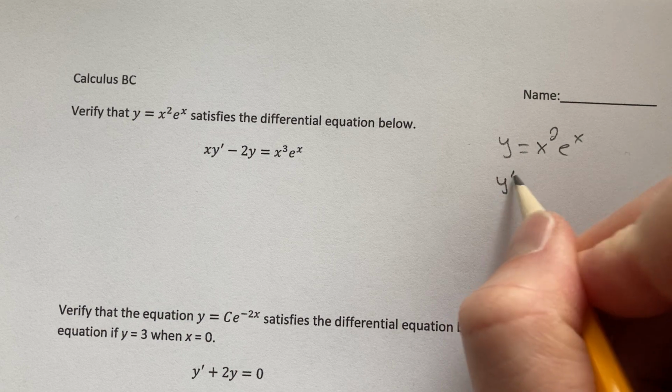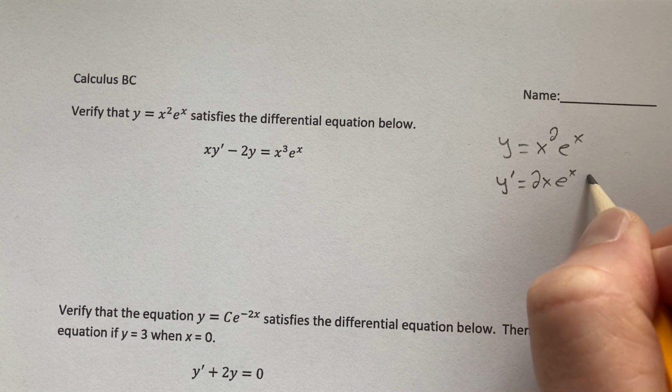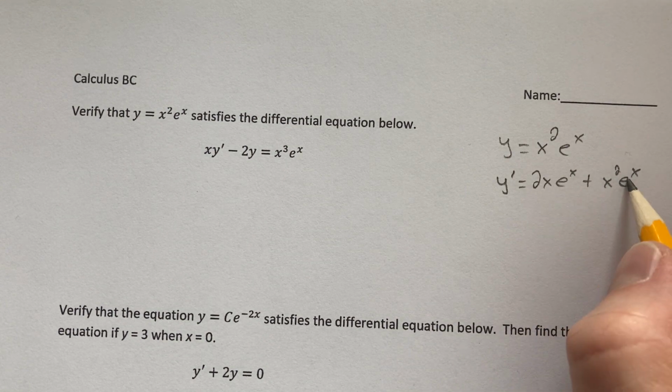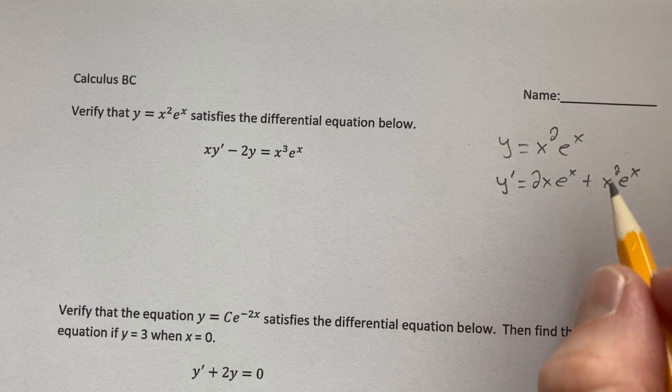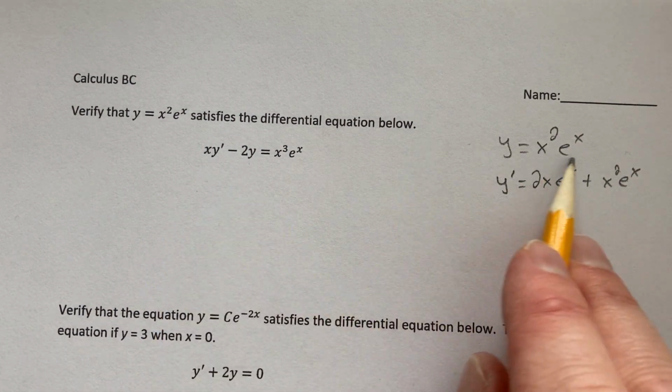If I were to take the derivative, I'd have to do product rule: 2x times e to the x as is, plus x squared times e to the x. The derivative of e to the x is e to the x. So this is our derivative here. So now when it asks for a derivative, I'll give it that. When it asks for the function, I'll give it that.